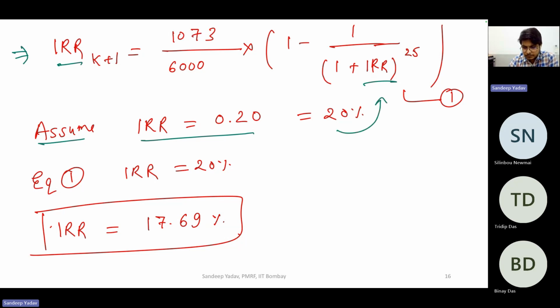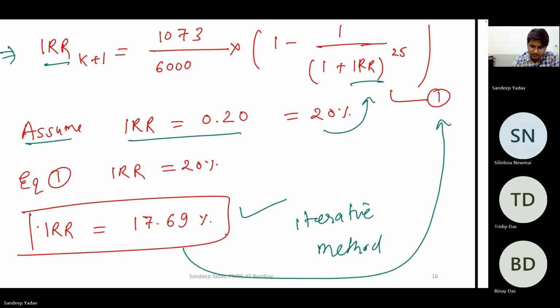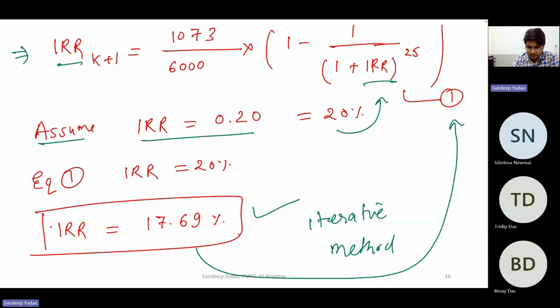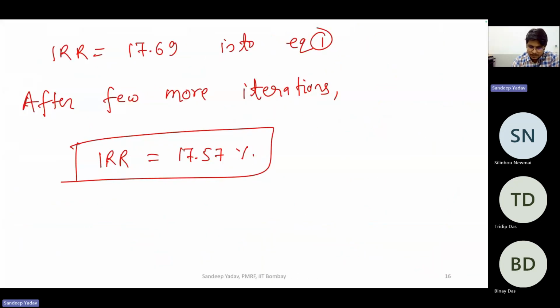If we put that 20% into equation one, then with 20%, 1073 divided by 6000, and 1 minus 1 by 1.2 to the power 25 years, it comes out to be 17.69%. Again, because it's an iterative method, we need to go closer and closer to the answer. We put this into equation one again, and after this many iterations, we move to an IRR of around 17.5.